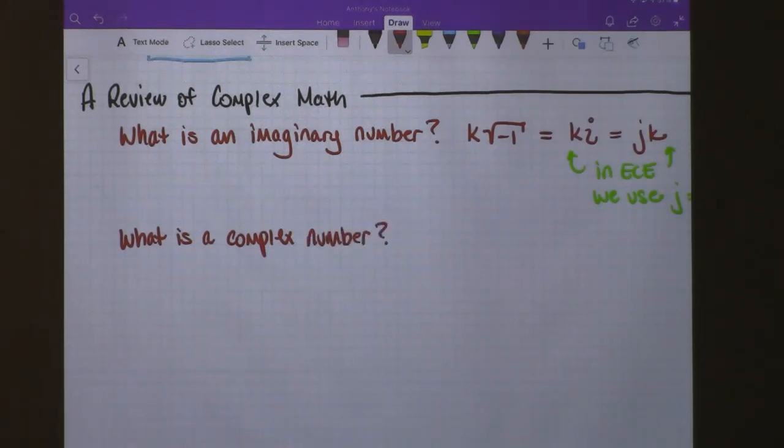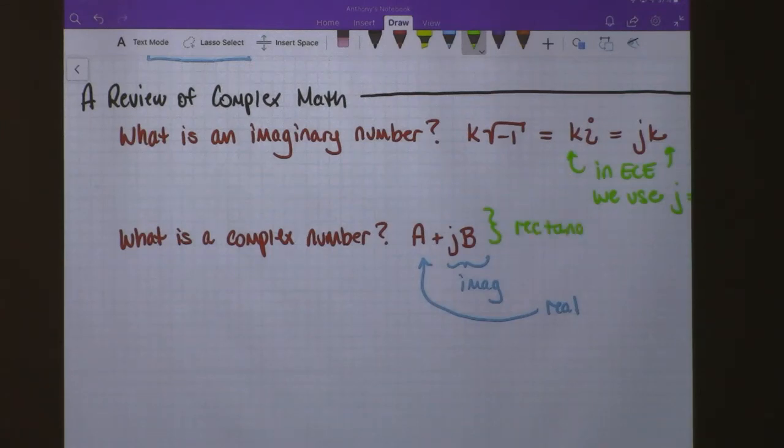What is a complex number? So a complex number is something plus the imaginary, right? So we have the real, we have the imaginary first, and then we have the real. And so this is what we call the rectangular form. That parses out the real and imaginary pieces.